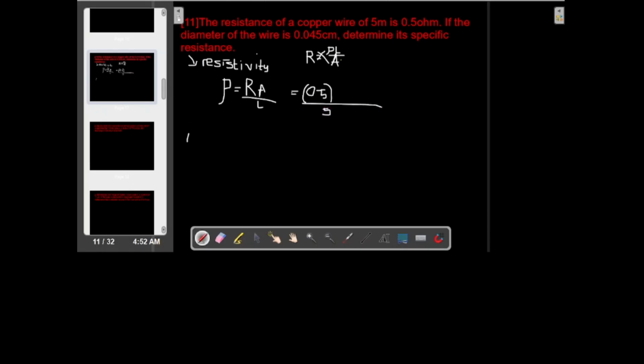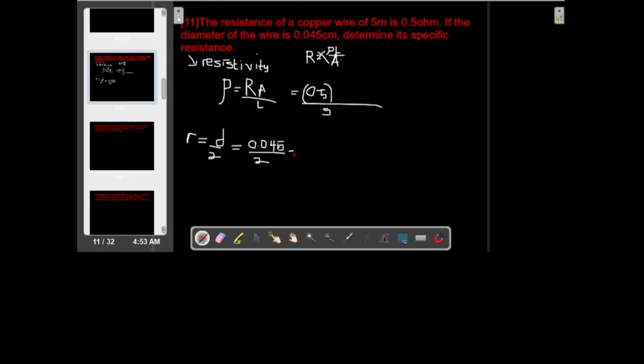Now let us calculate our area. Radius is equal to diameter over 2. Of course, I can use the diameter directly in the formula for area by using 1 over 4 pi d squared. But let's not get into that. Let's just follow our traditional method. Did I just say traditional? 0.045 divided by 2. Now you should get 0.0225. That is what you should get.